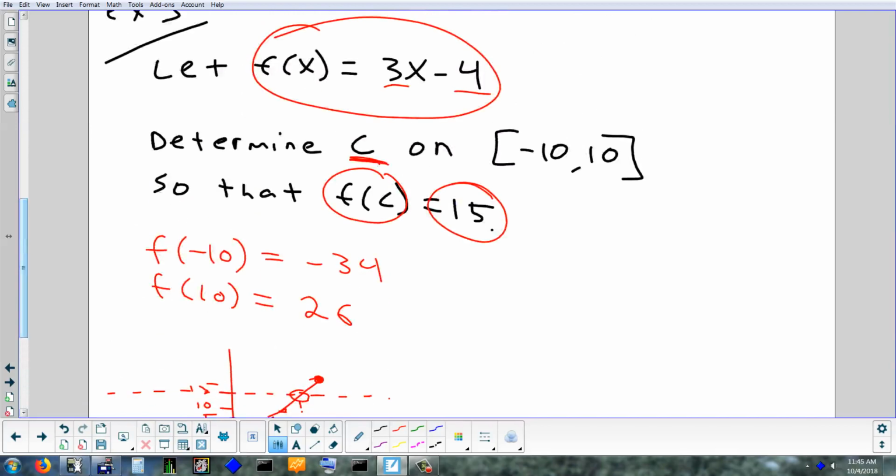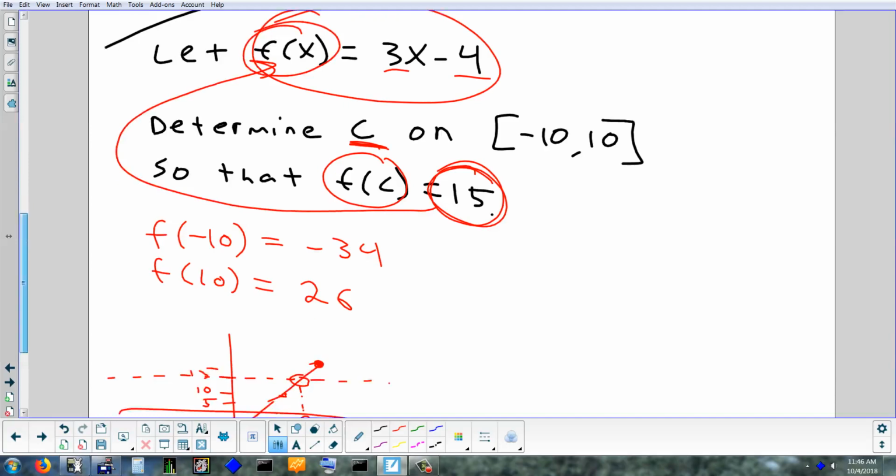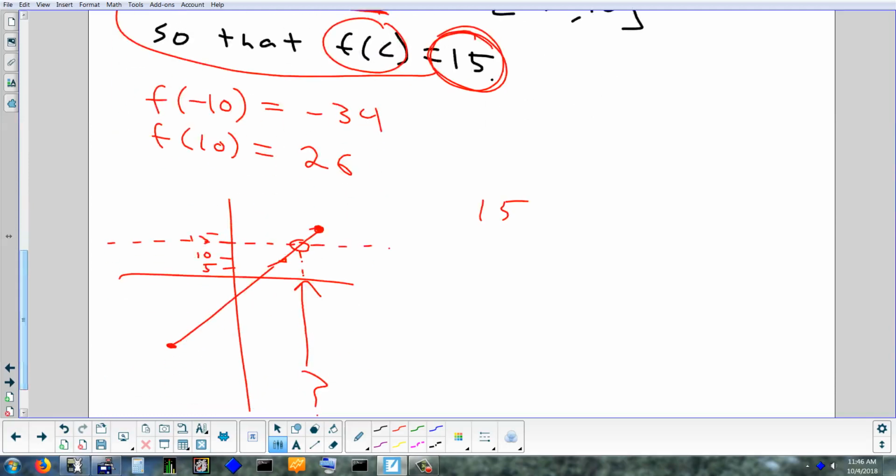So I know I'm going to hit 15 somewhere because I'm going from a negative to a positive. So let's just find where we hit it. Where would I plug 15 into my equation up above? For f of x or for x? For f of x, right. This is the y value. So fill that in right there. And you're going to have 15 equals 3x minus 4.